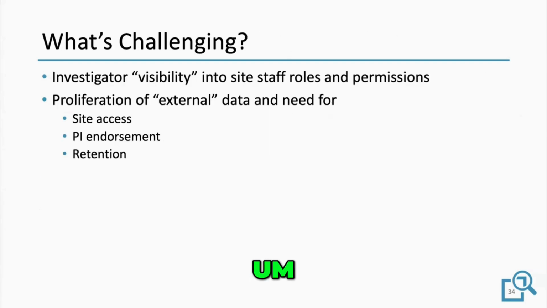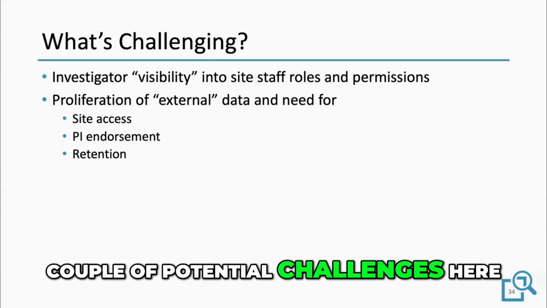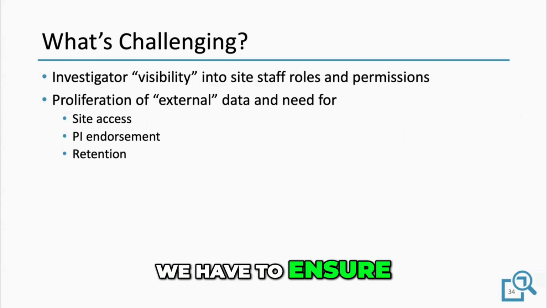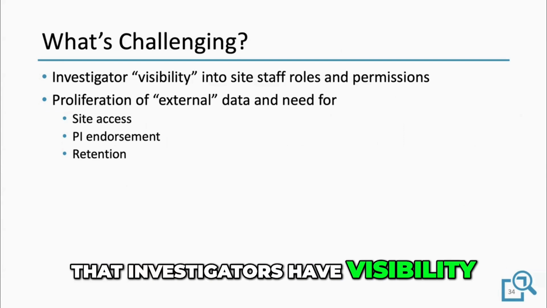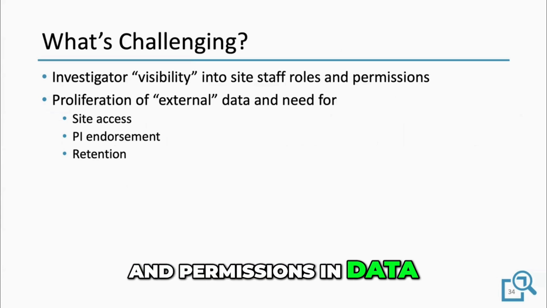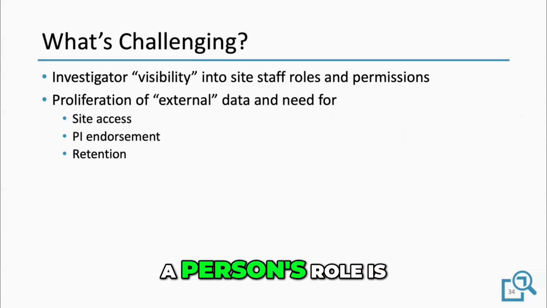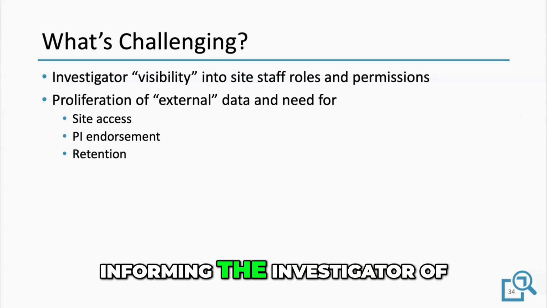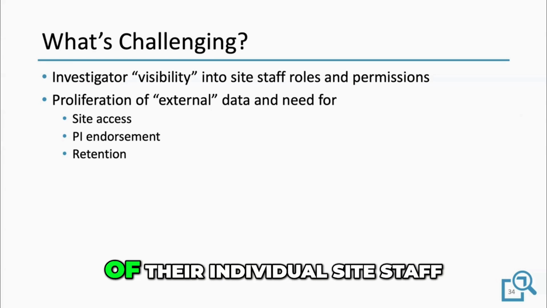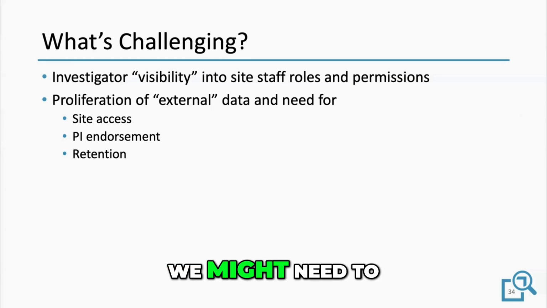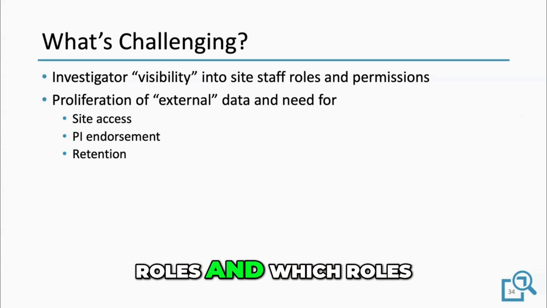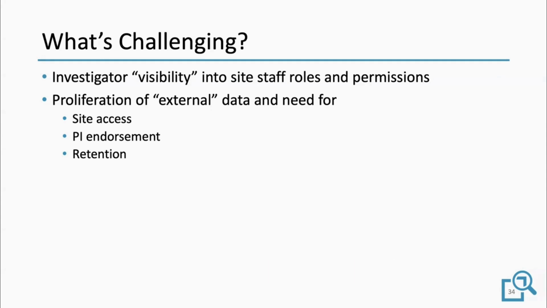Thanks, Priya. So we've got a couple of potential challenges here. The first is kind of minor, but E6 says that we have to ensure that investigators have visibility into site staff roles and permissions in data capture systems. Usually, a person's role is visible to the person logging in, but we don't really have a mechanism for informing the investigator of the roles and permissions of their individual site staff. So we might need to think about how we are going to communicate that to make sure that the investigator is aware of which permissions are attached to certain roles and which roles their site staff are assigned.